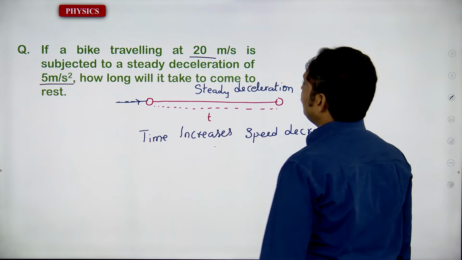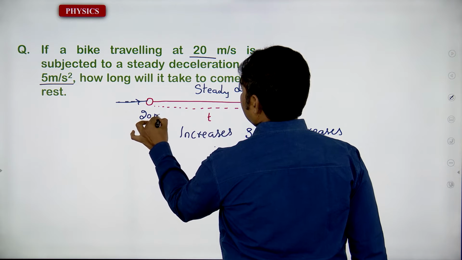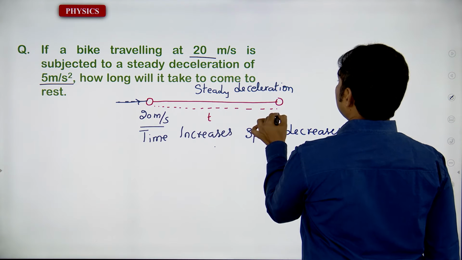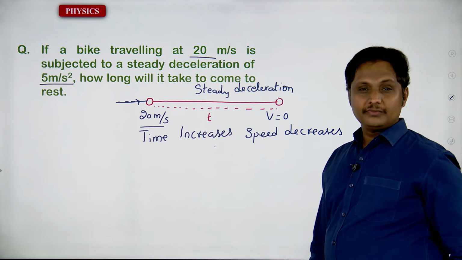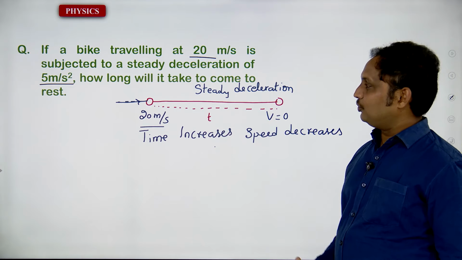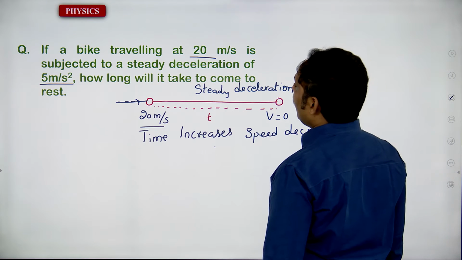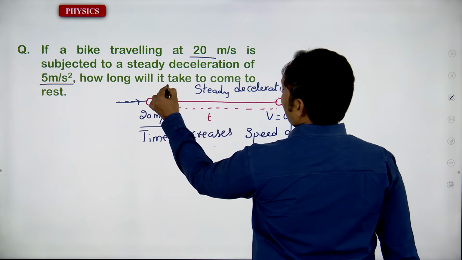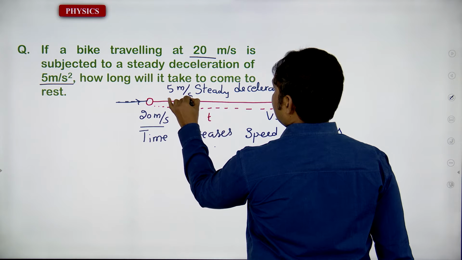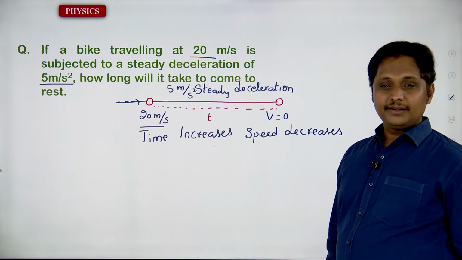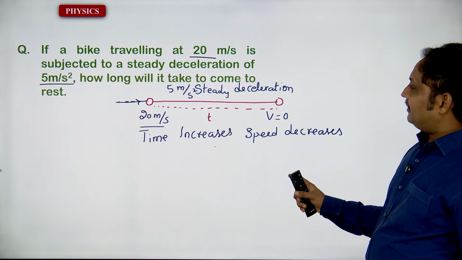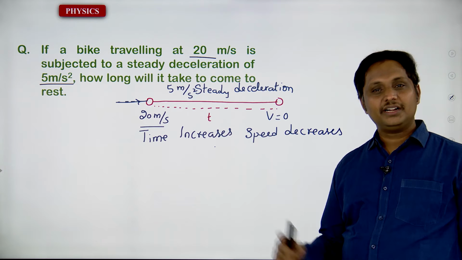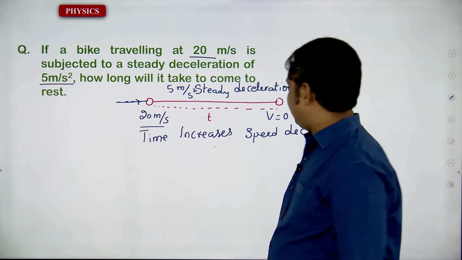If it is moving with 20 meter per second, and it comes to rest, its final velocity is going to be 0. So, how long will it take to come to rest? It has a steady deceleration of 5 meter per second square. The time taken by the body to come to the rest position, you can solve very easily.